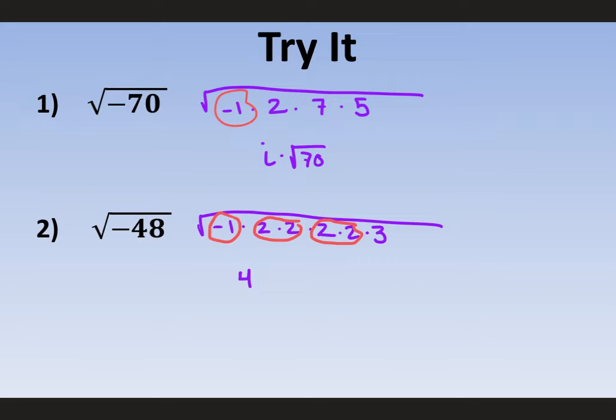The square root of that -1 becomes an i, and then the 3 doesn't get to come out, so it stays a square root of 3. All right, so just like simplifying before, very similar. It's just now when we have that negative on the inside, we can pull it out as i.